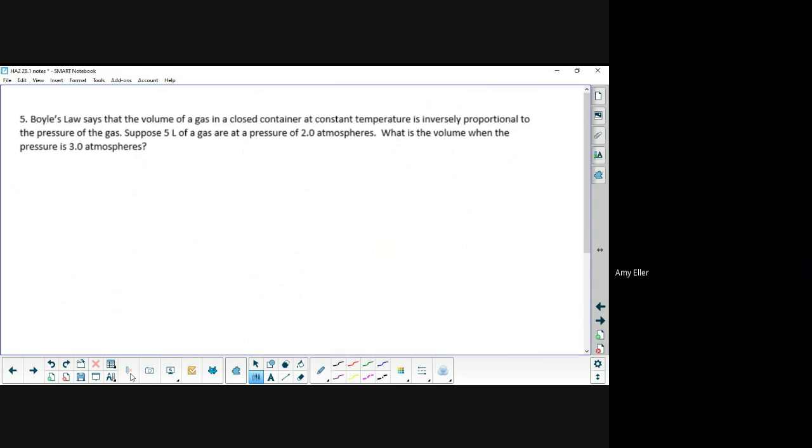Boyle's law says that volume of a gas in a closed container at constant temperature is inversely, I would underline, inversely proportional to the pressure of the gas. Whenever I hear inversely, I write this equation, the inverse.